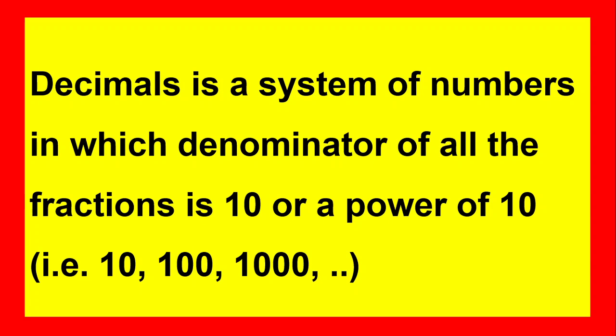So decimals is a system of numbers in which the denominator of all the fractions is 10 or a power of 10. For example, 10, 100, 1000, etc.